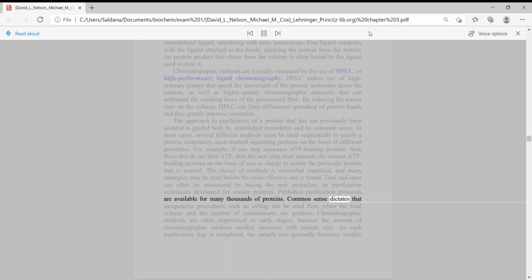Common sense dictates that inexpensive procedures such as salting out be used first, when the total volume and the number of contaminants are greatest. Chromatographic methods are often impractical at early stages, because the amount of chromatographic medium needed increases with sample size. As each purification step is completed, the sample size generally becomes smaller.